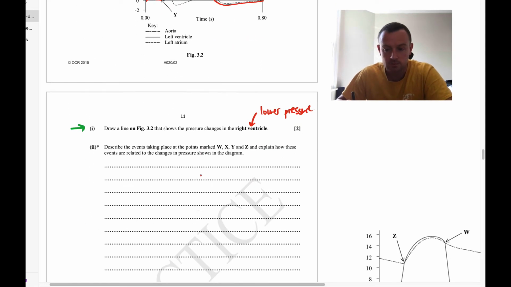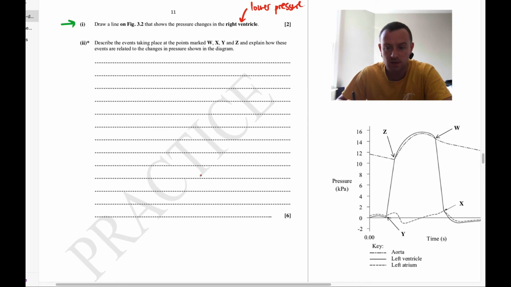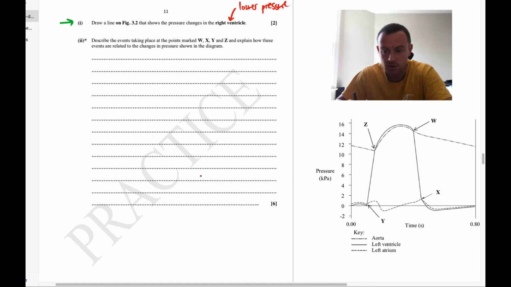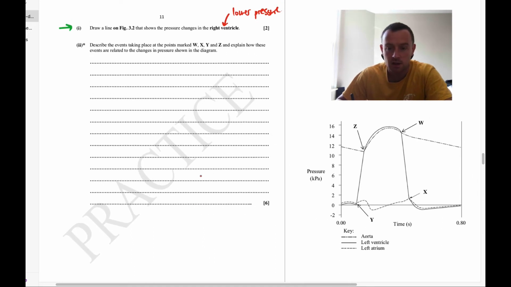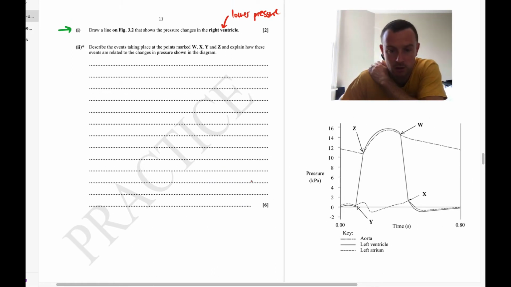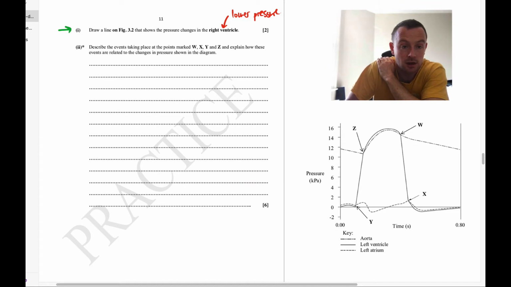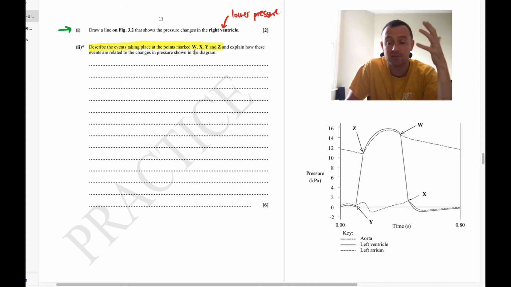6 marker. Tactics. Remember I said it's all about the tactics of the 6 marker. So the first thing that we're going to do is make sure we've read the question thoroughly. Describe the events taking place at the points marked W, X, Y, and Z. Those are all in bold, okay? So you have to talk about each point, W, X, Y, and Z. And if you don't, you're not doing what the question asks you.